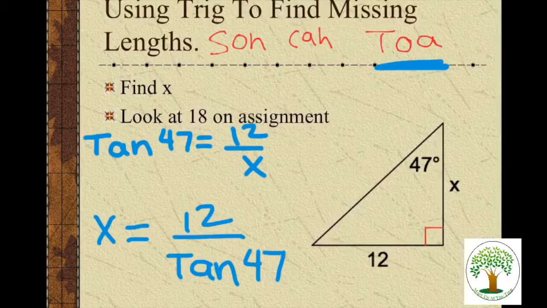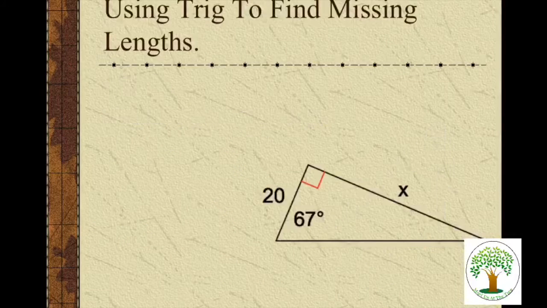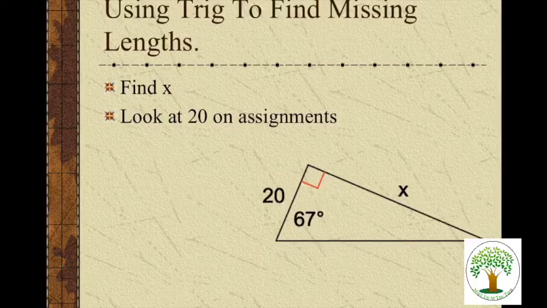What'd you get, Brett? 11.1. It would be 11.2 because you rounded, right? Okay, 11.2. Fantastic. Heidi, did you get 11.2? Yes, ma'am. All right, we've done a sine and a tangent. Let's do the next one.